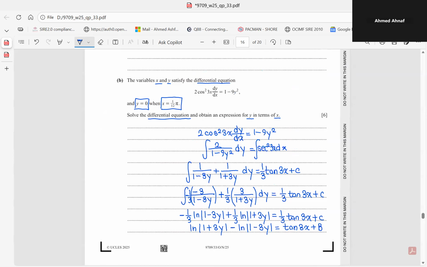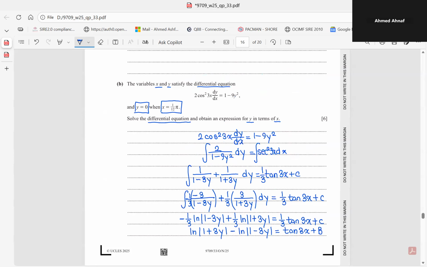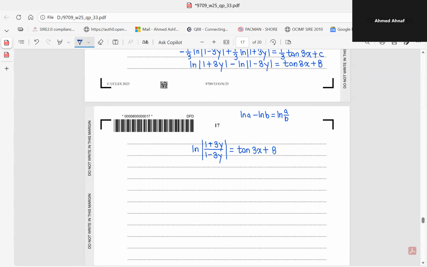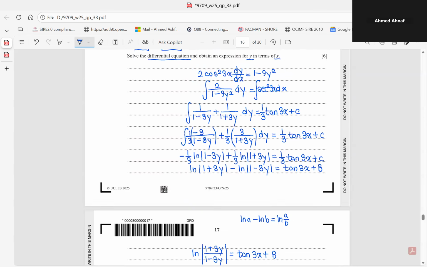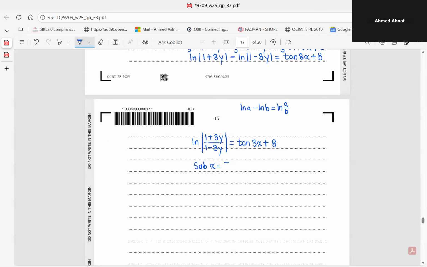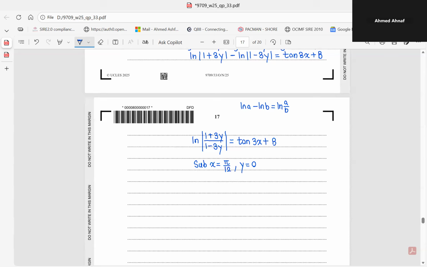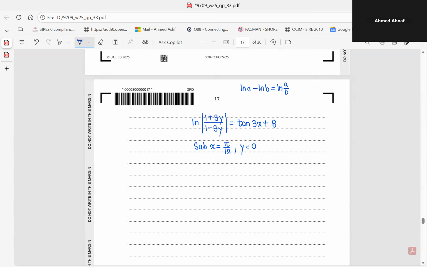Okay, so to find b, we need to use our initial conditions in here, which say x equals pi over 12 and y equals 0. So you get ln of 1 plus 3 times 0, that is 1. And then 1 minus 3 times 0, that's also 1. So 1 divided by 1, that'll just be 1.